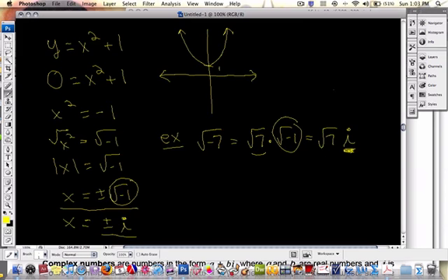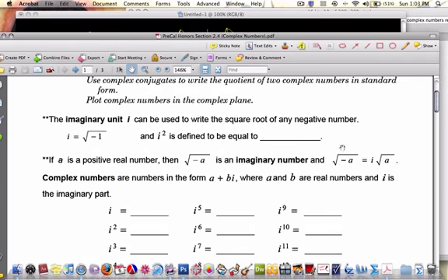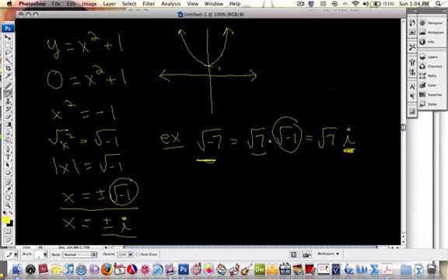So I can think of any imaginary number, like square root of negative 7, as a real number multiple of this imaginary unit i. And that's what the notes are saying here, if you flip back to them. If a is a positive real number, then the square root of negative a is an imaginary number. I can write that square root of negative a as i times the square root of a, some real number multiple of i.